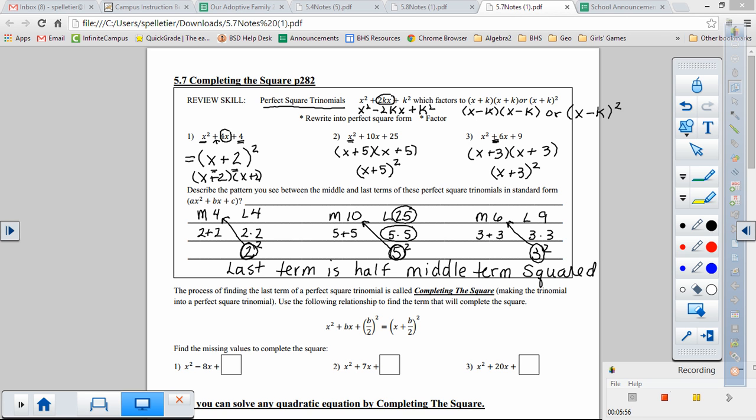Okay? This is something that's going to be really helpful, knowing that that pattern happens in every perfect square trinomial. The last term is always half the middle term squared. We're going to use that to help us.